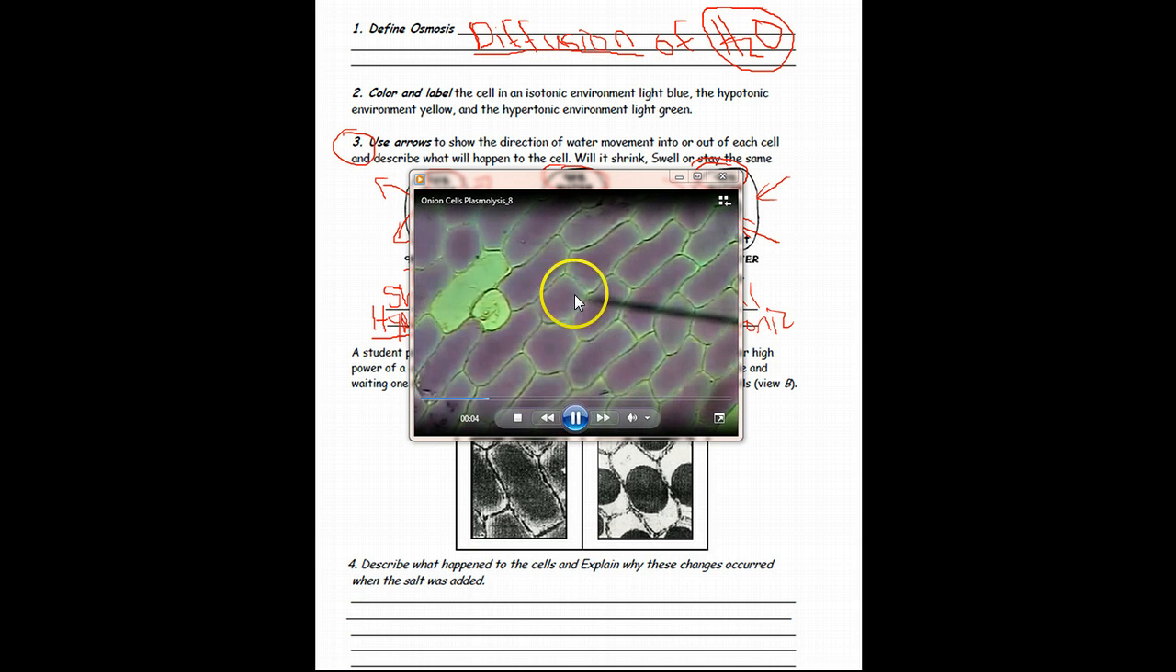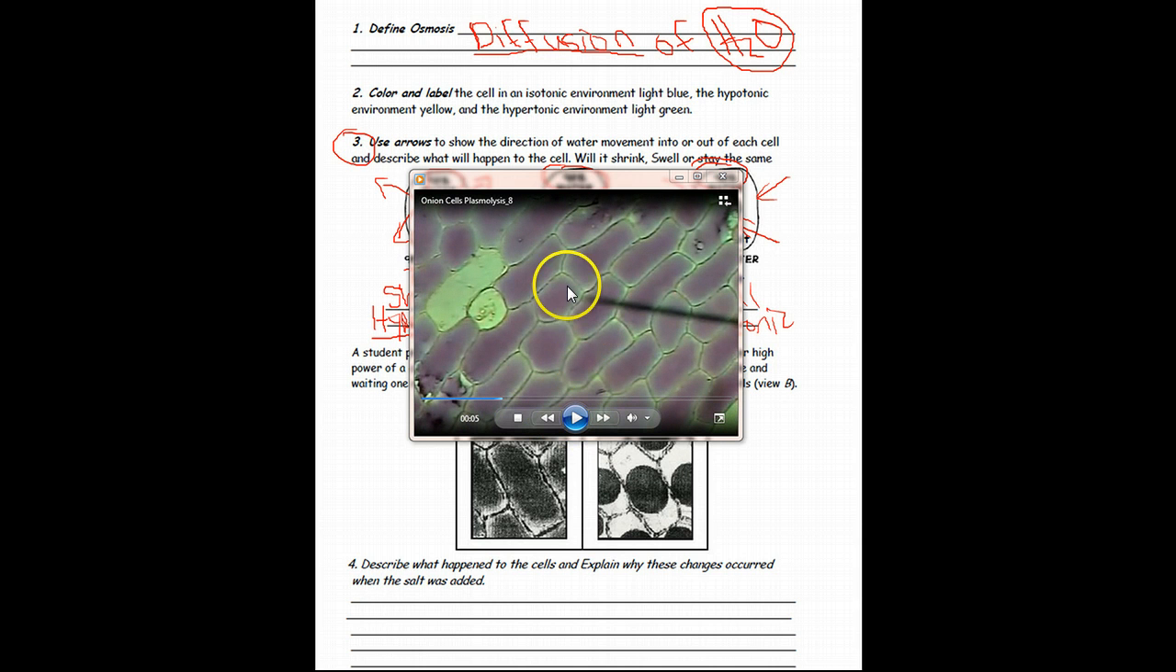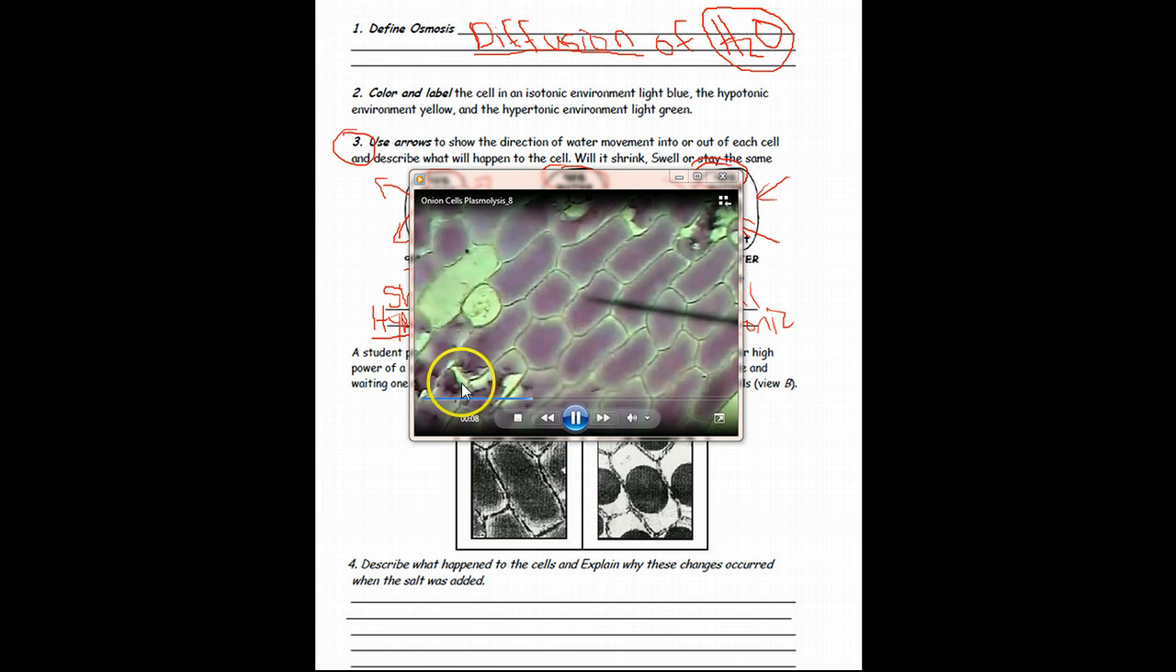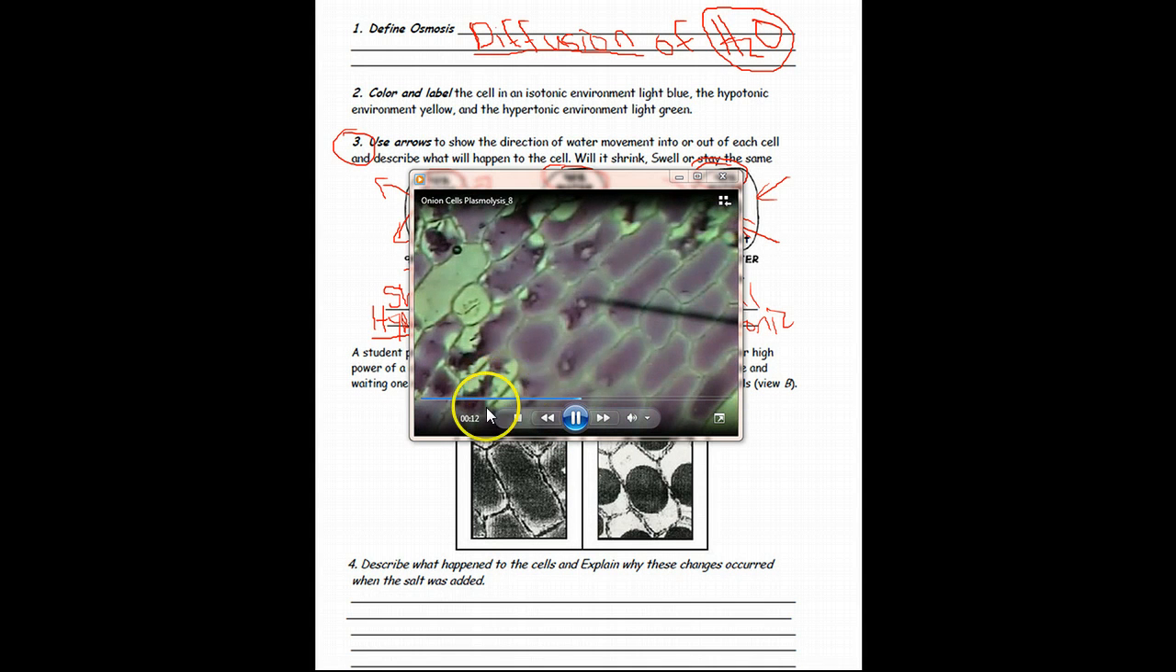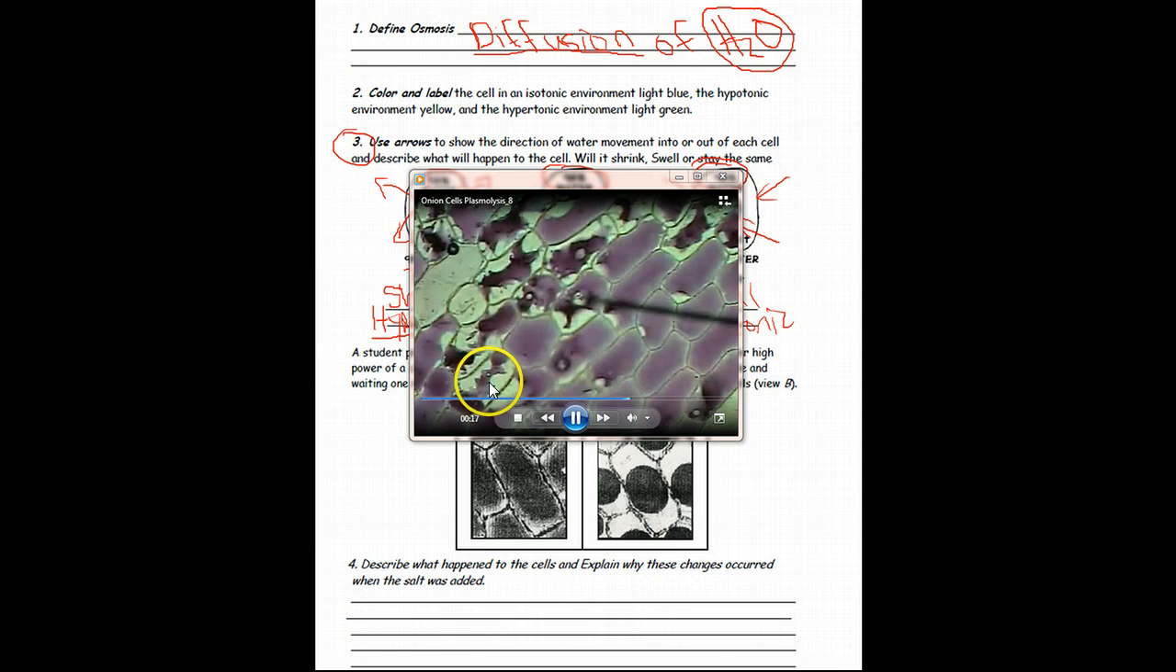Here we've got our red onion cells. The cytoplasm of the red onion has a red pigment in it, which makes it easy to see any changes that are happening in the cell. So if we start paying attention, we're noticing that the cell wall is pretty much staying in place, but the cell membrane is shrinking away.